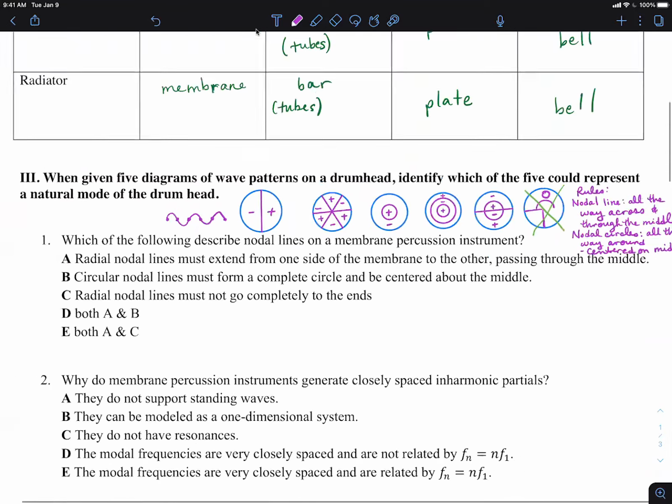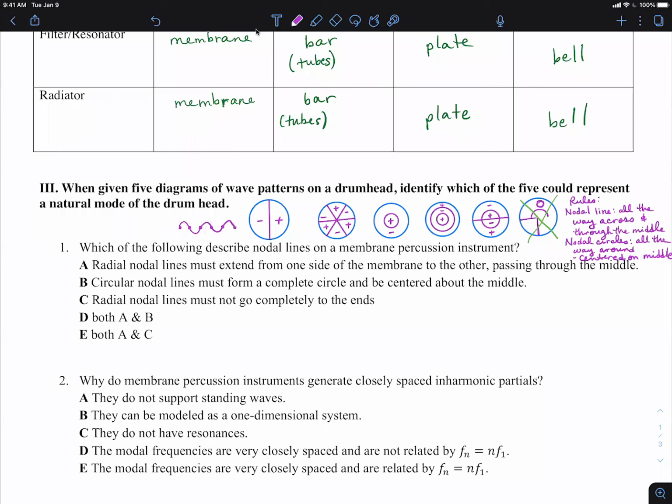Okay, so now we're on to this question number 1. Which of the following describe nodal lines on the membrane percussion instruments? Okay. Nodal lines must extend from one side of the membrane to the other, passing through the middle. True. Circular nodes must form a complete circle and be centered on the middle. True. And this one is false. Okay, so the correct answer would be D on that one.